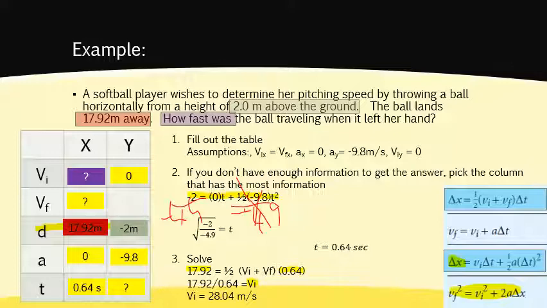Now to get rid of the 0.64, since it's multiplying, we're going to do the opposite, which is divide. So we divide both sides by 0.64 to get 17.92 divided by 0.64. Throw that in the calculator, and we get approximately 28.04 meters per second. And you just pick the answer closest to that.